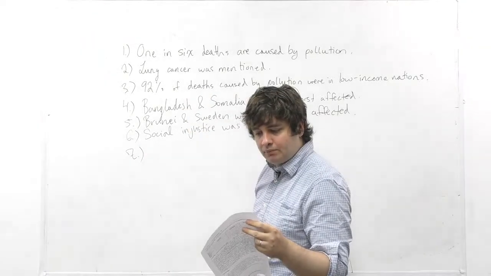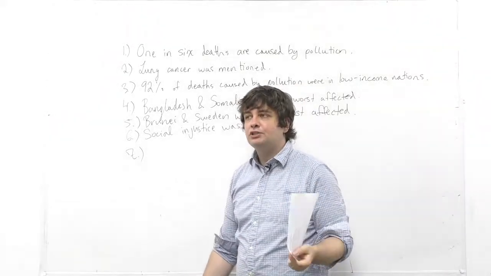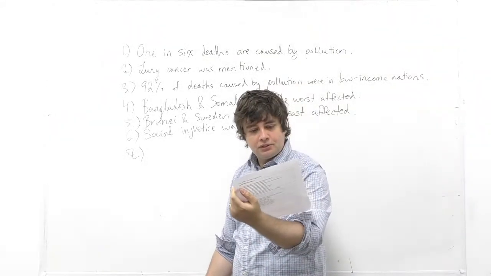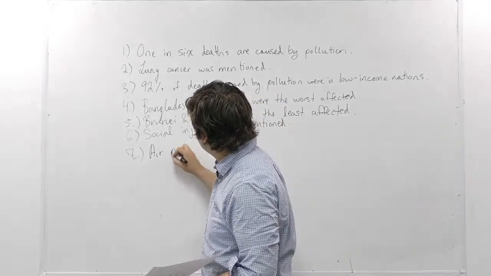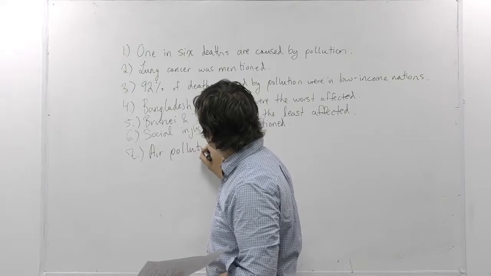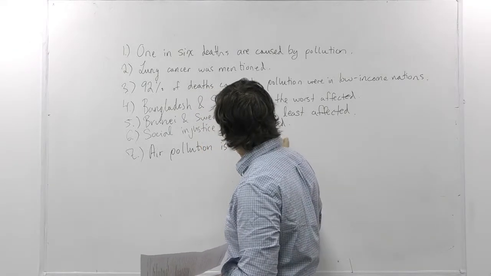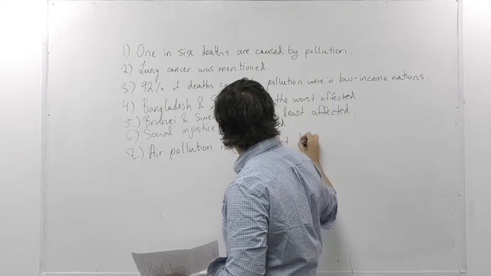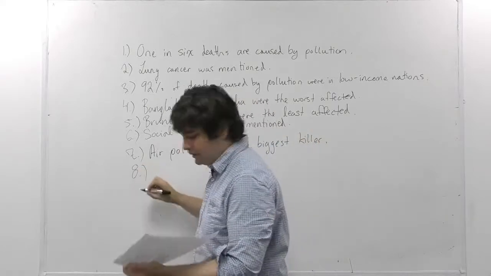So moving on to number 7. Number 7, what kind of pollution was the biggest killer? I think without even looking back at the sheet, I can remember that it's air pollution. 6.5 million people, yeah. Air pollution is the biggest killer, because I think water pollution was number 2.